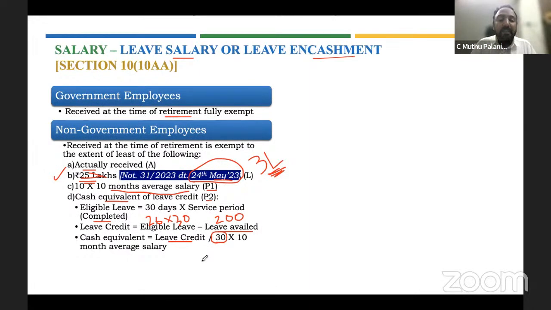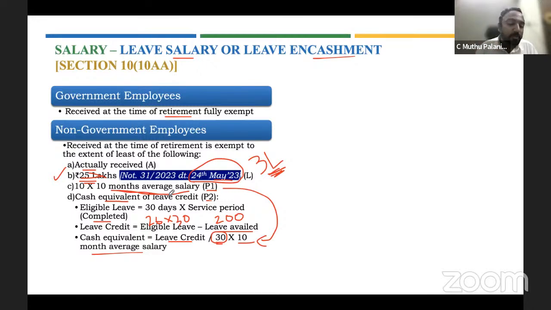Out of 580 is days. So I'm converting that into months by dividing it by 30. Now I get months. I have the leave credit in months. Now this is multiplied by the 10-month average salary. So whatever you have calculated here, I take the 10-month average salary, this part alone, I divide it by that, and I multiply by cash equivalent. Now I get a number.